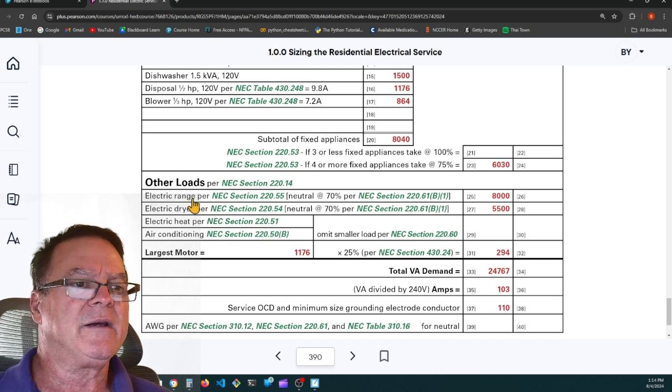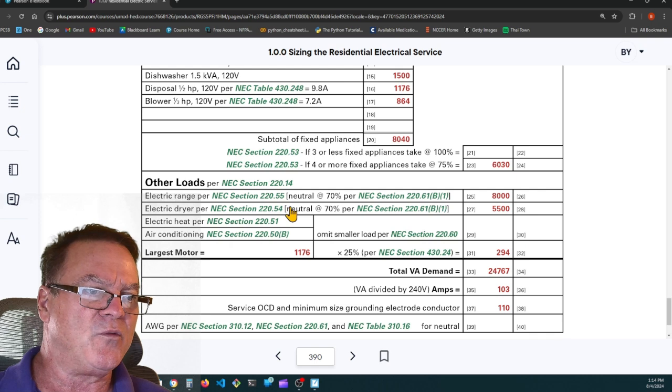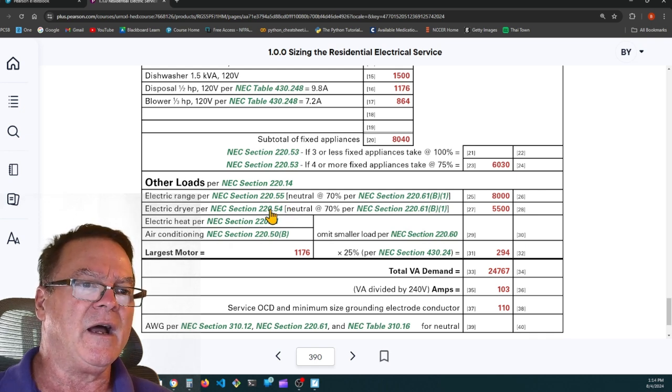All right. Let's go back into the code book and take a look at the electric ranges and the dryer and the heat.